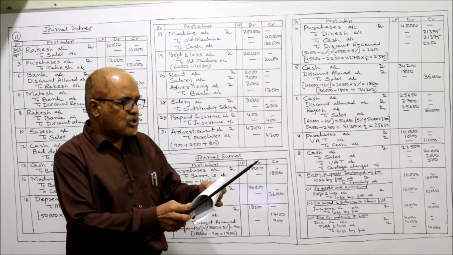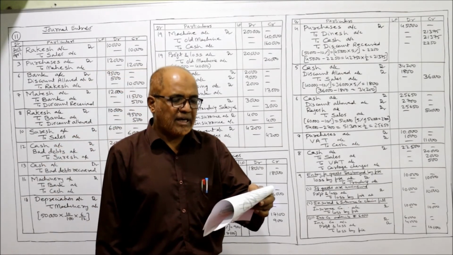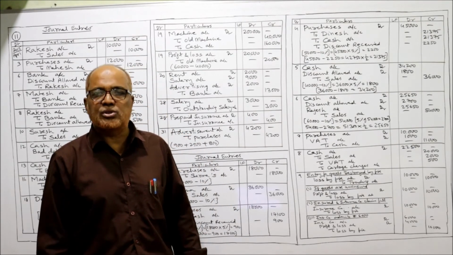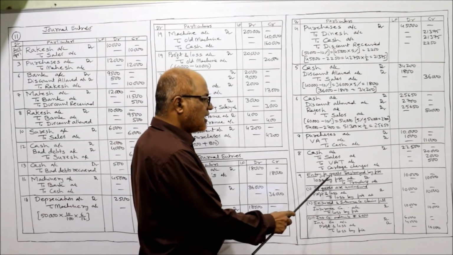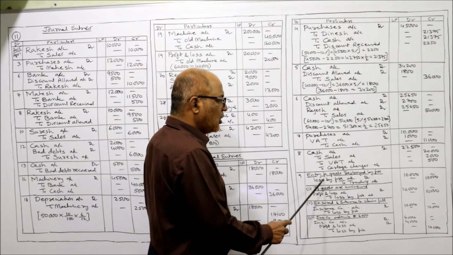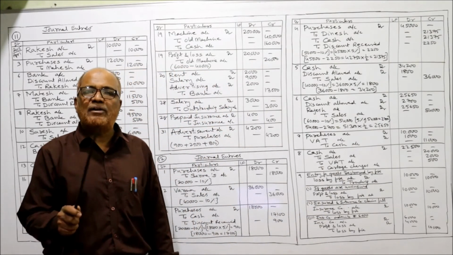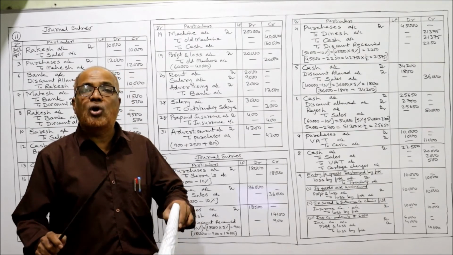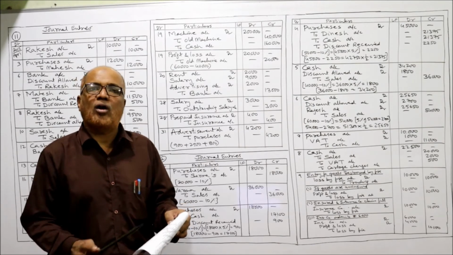Next, goods destroyed by fire 10,000. How would you deal with it in 3 different cases? Goods destroyed by fire 10,000. So the first entry for the gross loss is, entry for the goods destroyed by fire: loss by fire account debit to trading account. This is the entry for the gross loss. Now we have to see whether it is insured or not.